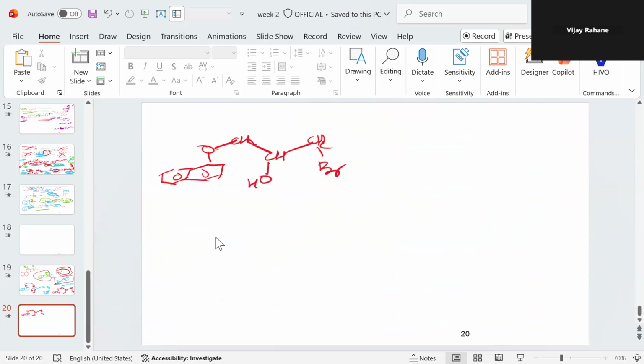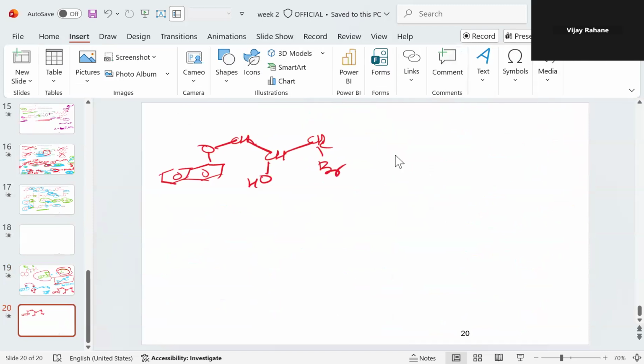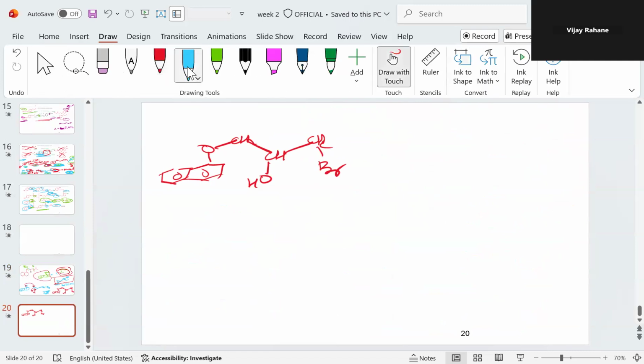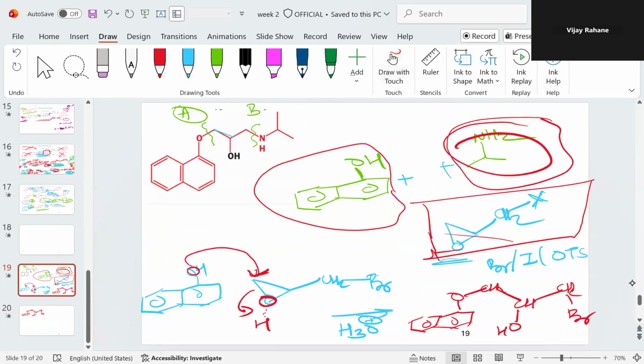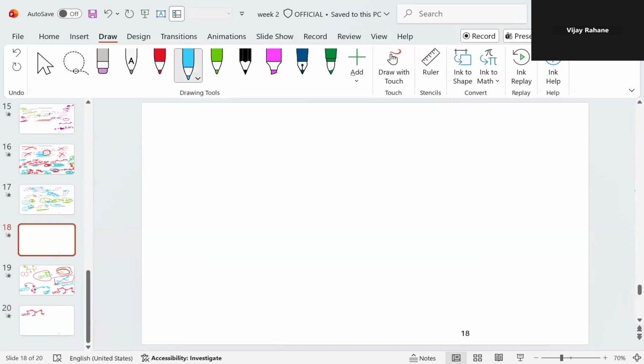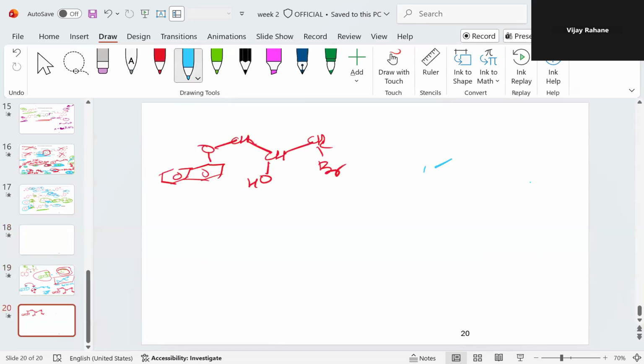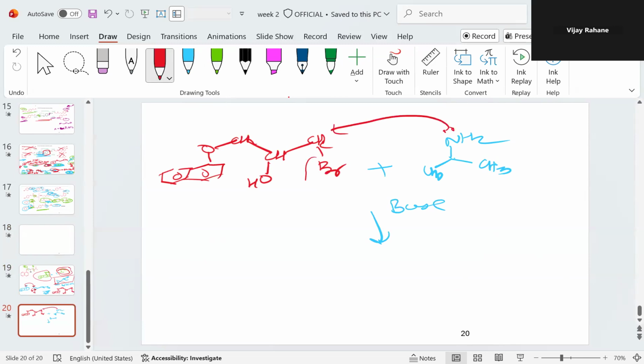Okay, so if you take the other part, what was the other part? This CH3 and this NH2. So if you add this part in the presence of a base, what will happen? The nucleophilic substitution reaction occurs, right? So this nucleophile attacks here, this bromo gets eliminated, and we get our target molecule.